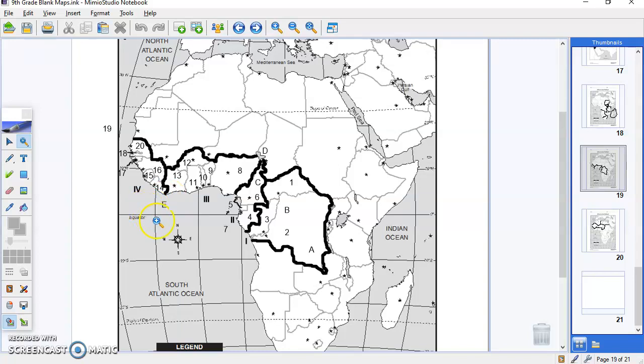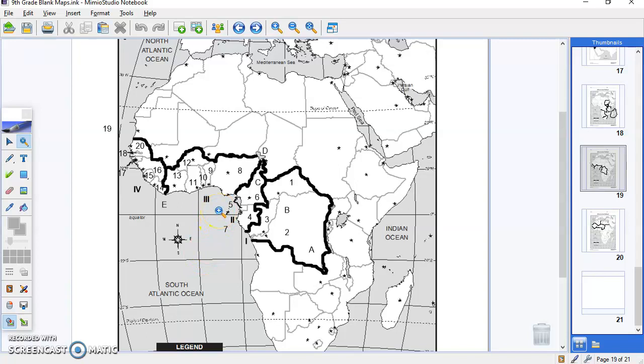Then we have the sub-regions, which are identified for you. The first sub-region is the Congo Basin. It includes the countries of the Central African Republic, the Democratic Republic of the Congo, and the Republic of the Congo. Yes, those are separate countries. Next, we have the Lower Guinea coast. That includes the countries of Gabon, Equatorial Guinea, Cameroon, and Sao Tome and Principe.